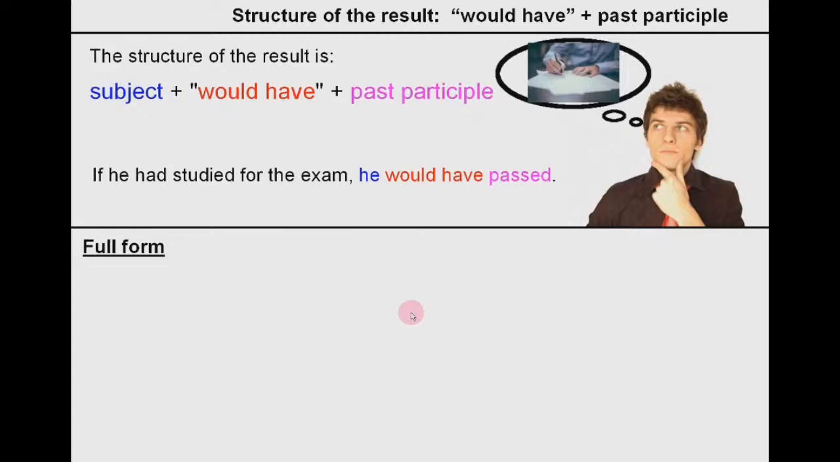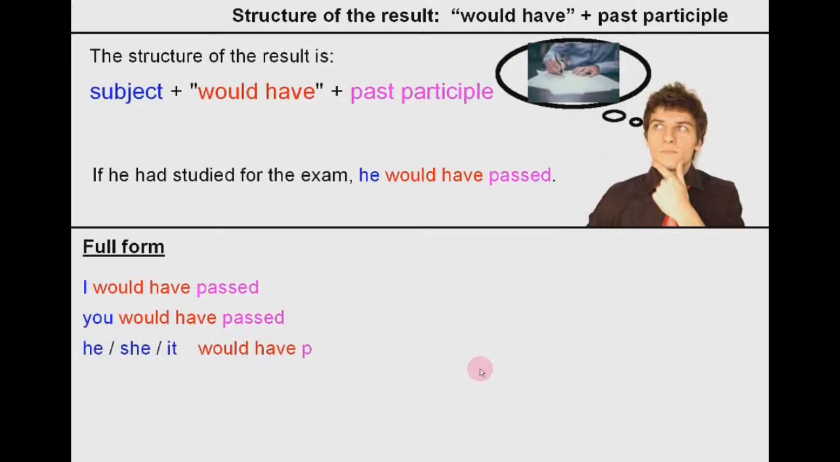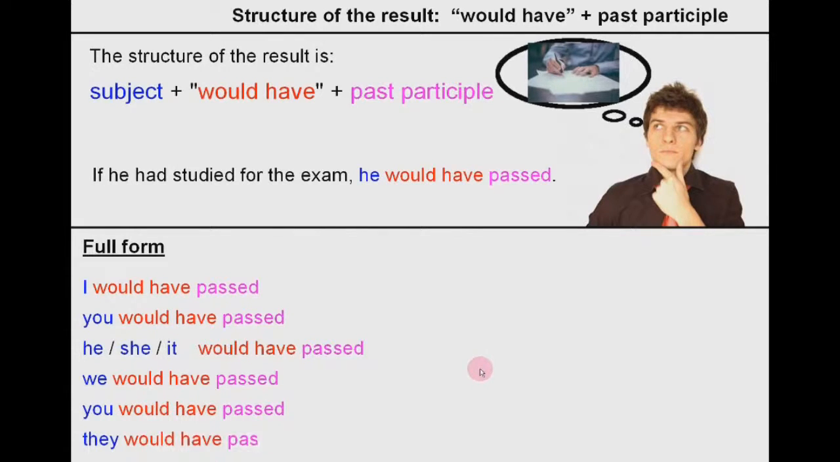So let's look at the full form with all subjects. I would have passed. You would have passed. He, she, or it would have passed. We would have passed. You would have passed. And they would have passed. And we can also put these in the contracted form.